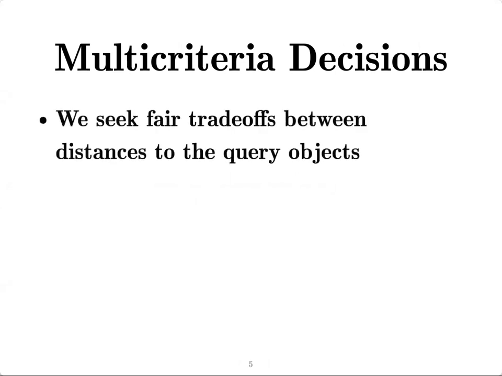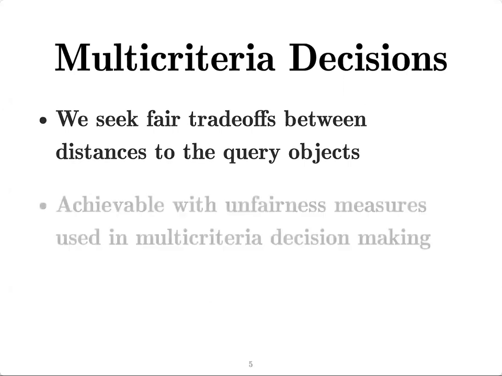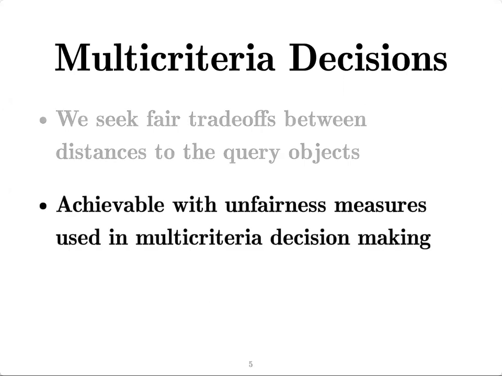So the remoteness functions we use are then taken from multi-criteria decision-making, classic welfare functions that point in the direction of fairness or unfairness. So by using these, we find fair trade-offs between the distances to the query objects. These existing unfairness measures are already made to be applied to vectors of real values. So it's basically a plug and play situation.